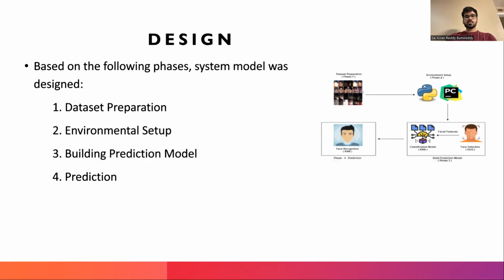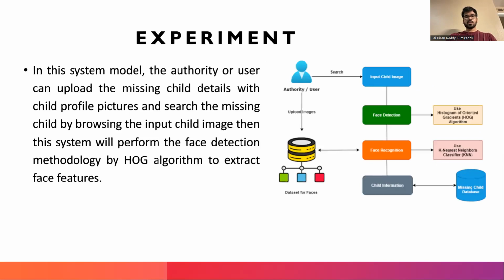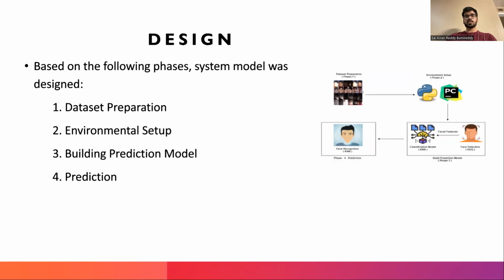In phase two, which is environmental setup, we have to install the various setup files such as Python, PyCharm IDE, MySQL, and the required libraries like sklearn, face recognition, etc. For the missing child identification, the face recognition module will be crucial in identifying the face characteristics. And the sklearn module is used to achieve the face recognition mechanism with the KNN module.